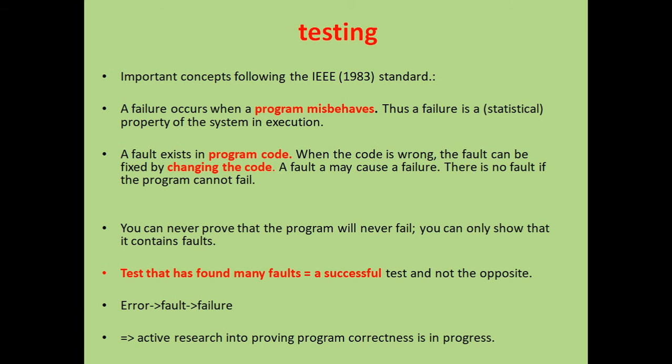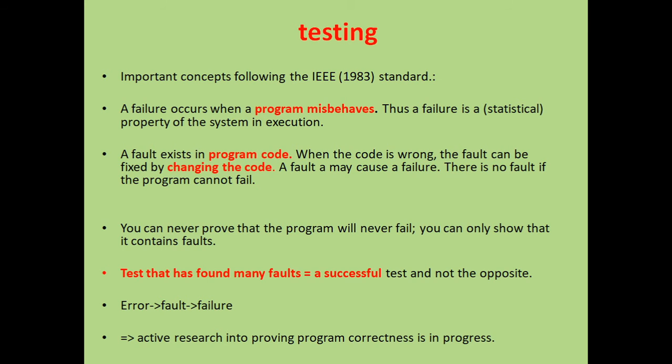So failure is a consequence of a set of faults coming together. A fault exists in the program code, and when the code is wrong, the fault can be fixed by changing the code. So a fault may cause a failure. If there is no fault, then the program cannot fail. So error leads to faults, while faults lead to failure.